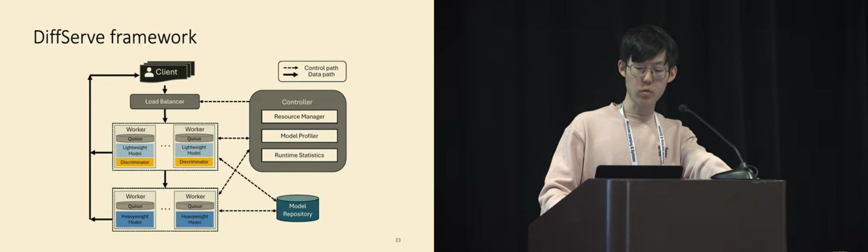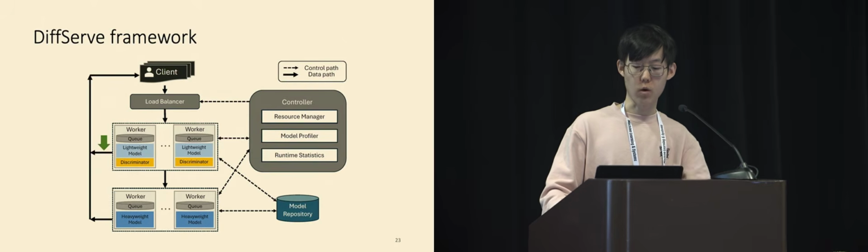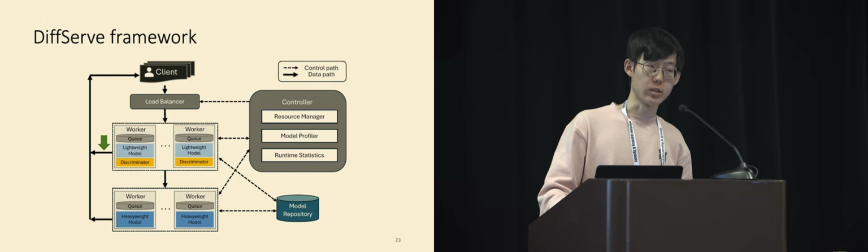We implemented a framework, DiffServe, for query-aware model scaling. Here's how it works. A client will send queries to the load balancer, and the load balancer routes them to workers with lightweight diffusion models and discriminator. And the discriminator estimates the result quality. If the confidence score is high, the result is returned directly. And if not, the query is rerouted to a heavyweight model for a better output.